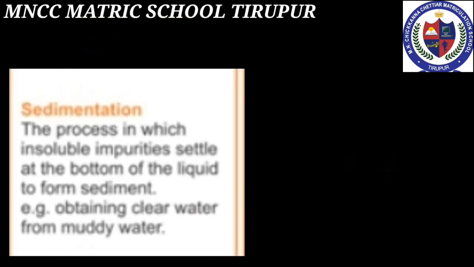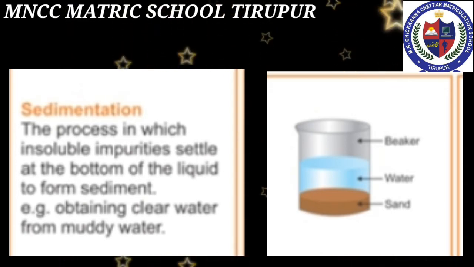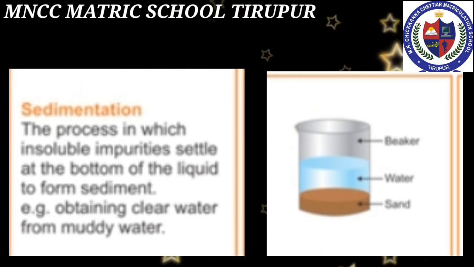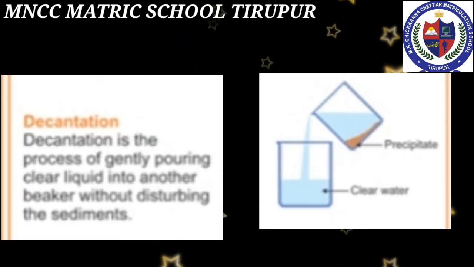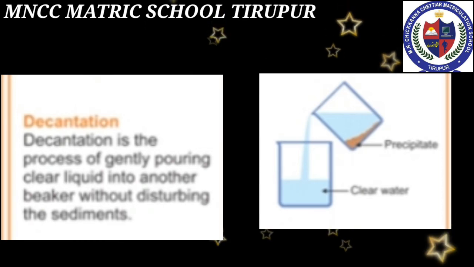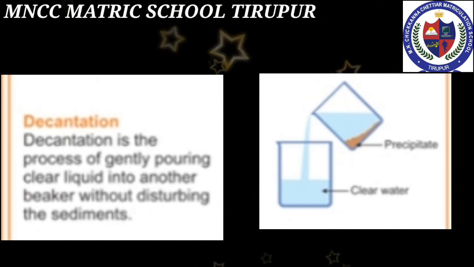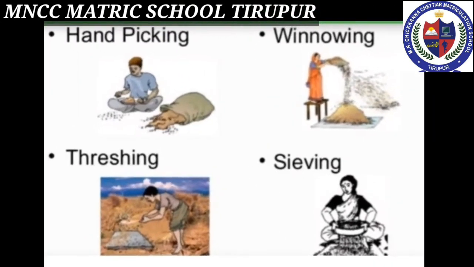Next one is sedimentation. Sedimentation is the process in which insoluble impurities settle at the bottom of the liquid to form sediment. Example, obtaining clear water from muddy water. Next process is decantation. Decantation is the process of gently pouring clear liquid into another beaker without disturbing the sediments. Next, we'll move on to separation of solid mixtures, that is handpicking, winnowing, threshing and sieving.